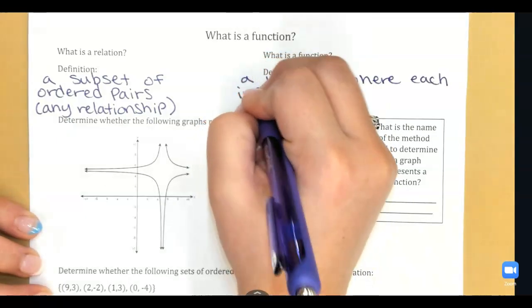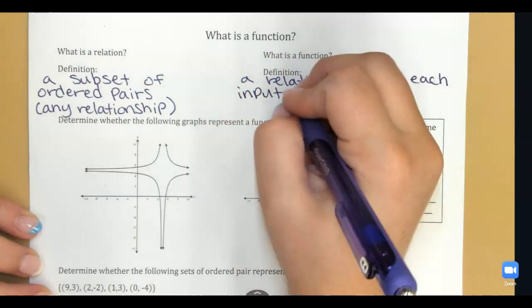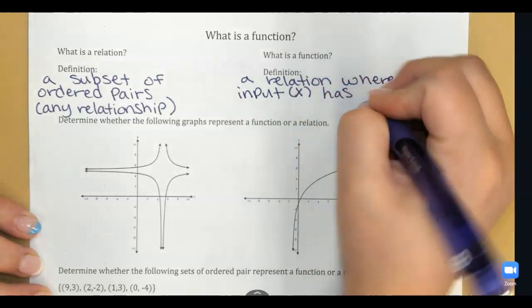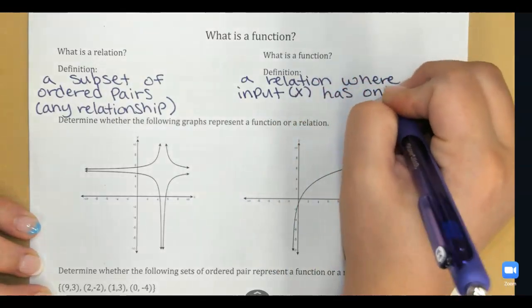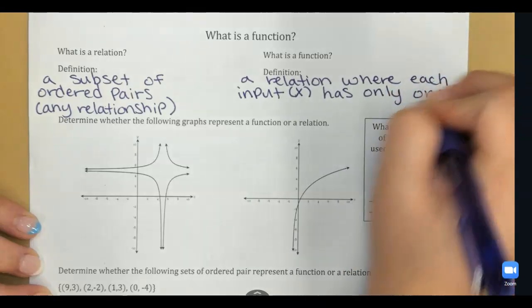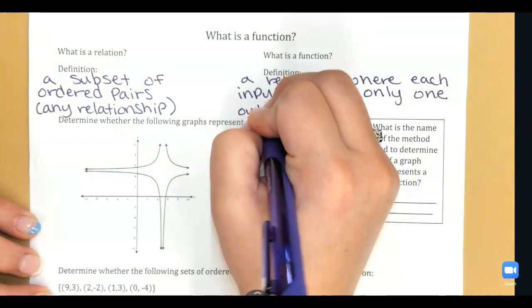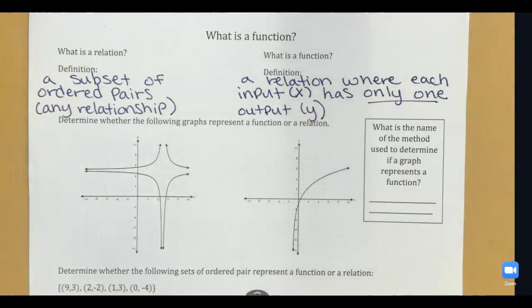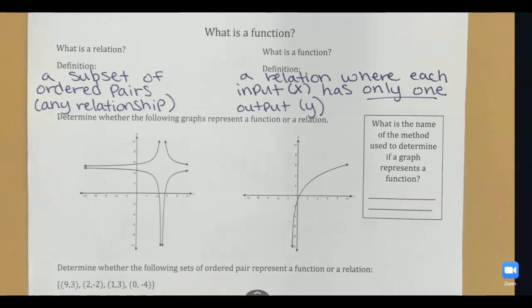Our inputs for functions and graphs are going to be our x values, and our outputs are going to be our y values. So a function has only one output per input. So this means that our x's don't repeat. Now, how can we tell if a graph is a function or a relation?